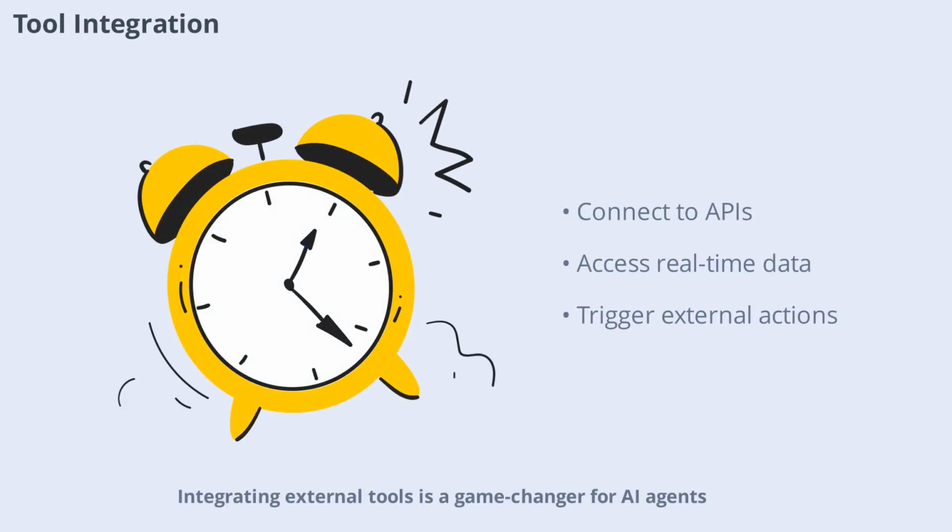Integrating external tools is a game changer for AI agents. By connecting to APIs, databases, or other systems, agents can access real-time information, perform calculations, or trigger external processes. This expands their capabilities far beyond simple text generation, making them valuable for a wide range of applications.